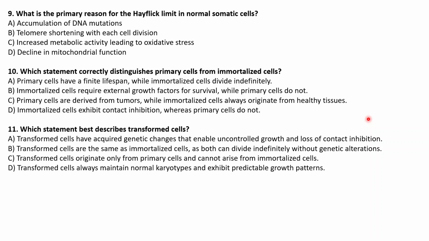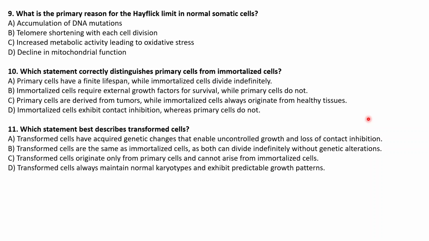Transformed cells have acquired genetic changes that enable uncontrolled growth and loss of contact inhibition. So essentially, they've become tumorigenic, right? And why the other options are not correct? So they're not the same as immortalized cells because while they can both divide indefinitely, transformed cells have additional genetic alterations, right? C option, they don't necessarily only originate from primary cells. You can transform an immortalized cell.